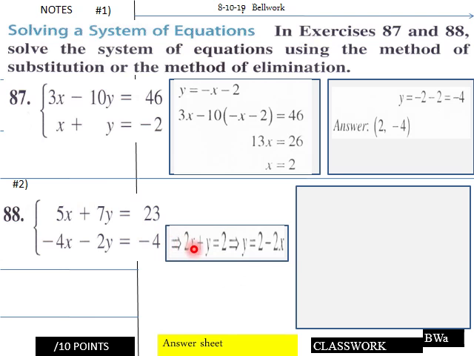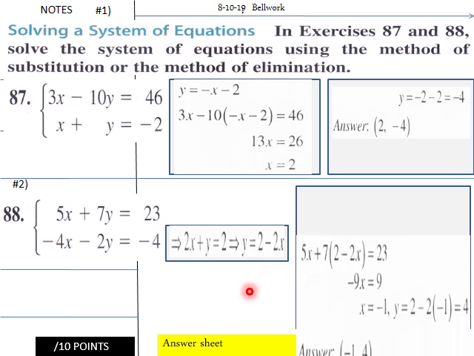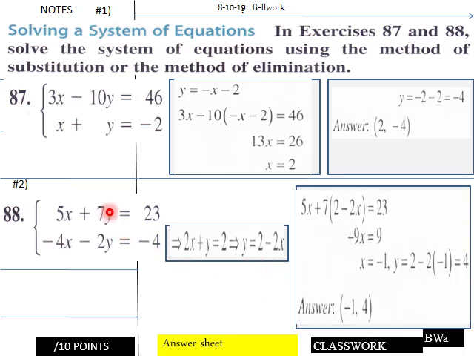And then down here for this system, this will go 2x plus y equals 2, y equals 2 minus 2x. Then we plug that in up here, and we get 5x plus 7 times 2 minus 2x. We solve for x, and we get x equals negative 1, and then y equals 2 minus 1 equals 4. So our solution for this system here is negative 1 and 4.